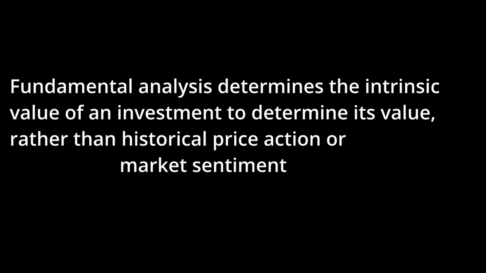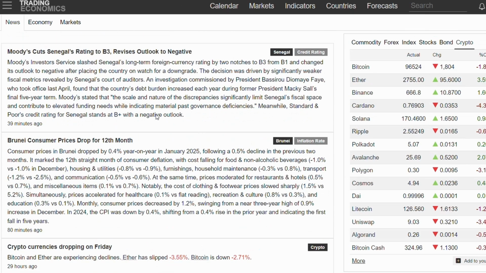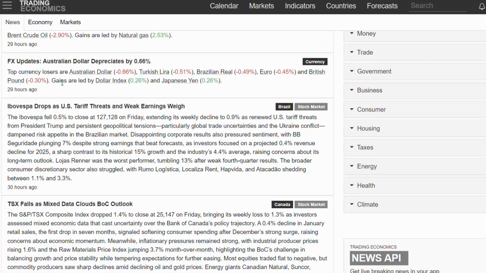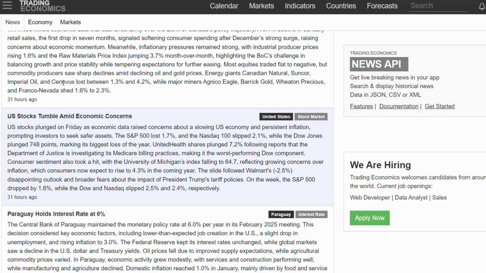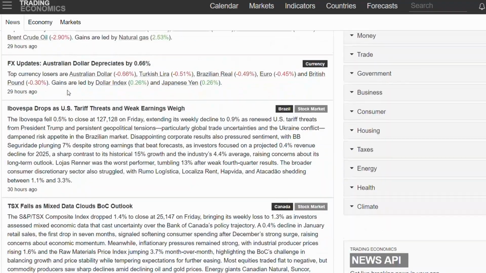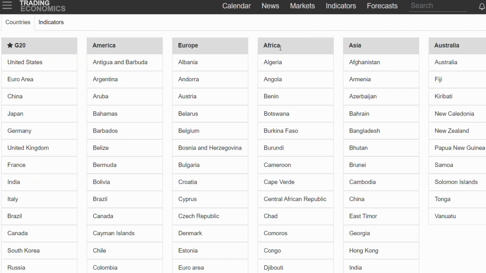Fundamental analysis determines the intrinsic value of an investment, rather than relying on historical price action or market sentiment. Forex traders look at the economic conditions that affect the valuation of a nation's currency. There are many economic indicators and private reports that can be used to evaluate Forex fundamentals. It involves analyzing a country's economic indicators, central bank decisions, political events, and other fundamental factors to predict the future direction of a currency's price.